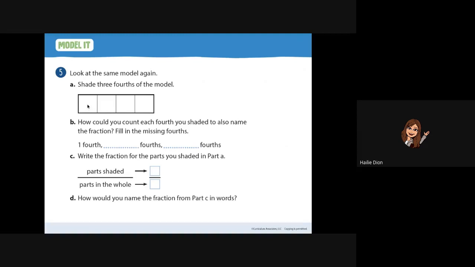So if we go back to A, it says shade 3/4 of a model. So if we shade in 3 of these boxes, our number shaded is 3, and our parts in the whole, or our total number of parts here, is 4. So it would be 3/4, and again, just asking us to put it in words, not numbers, it would be 3/4 in words.